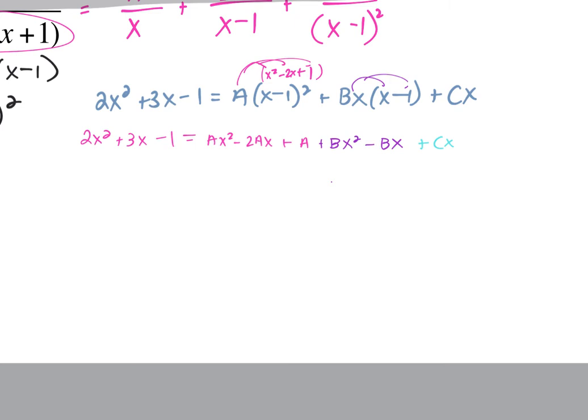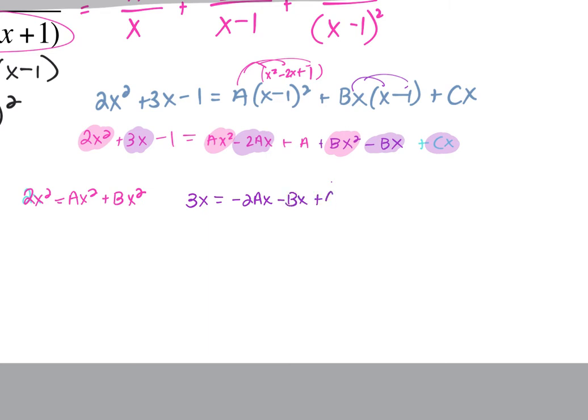So once we expand out that first line, then what we want to do is coefficient grouping. So I'm going to find all the x squareds. I've got a 2x squared, an ax squared, and a bx squared, and I'm going to set those all equal to each other. 2x squared equals ax squared plus bx squared. Then I do that with x to the first. So 3x would equal negative 2ax, minus bx, plus cx.